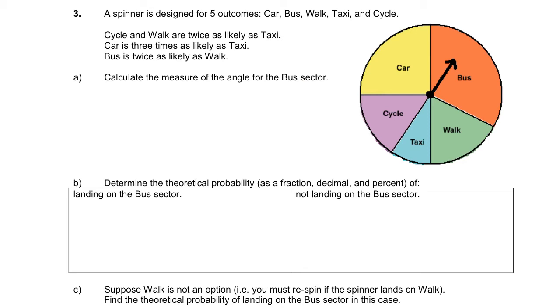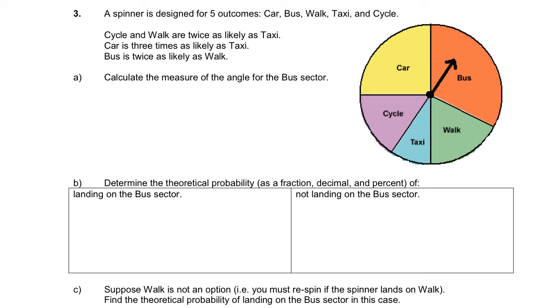Okay, now you might be thinking, what does this have to do with probability? Well, we're going to use that down here when we are actually finding probabilities. So first off, the measure of the angle for the bus sector. Well, I don't have any angles, so how am I supposed to figure that out? Well, this is a circle. How many degrees are in a full circle?